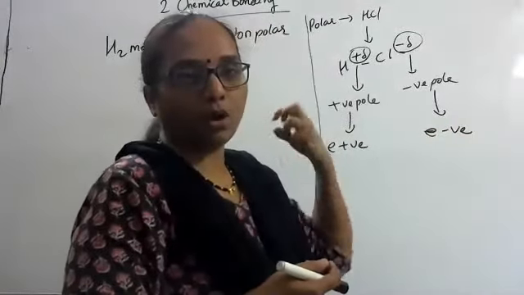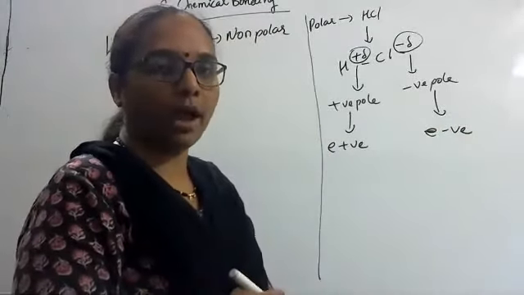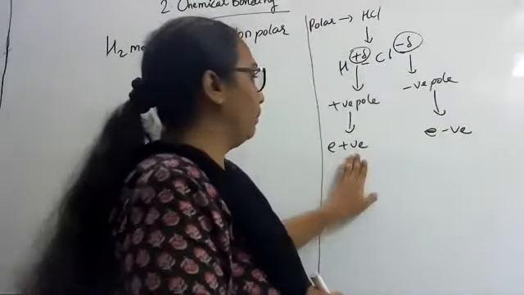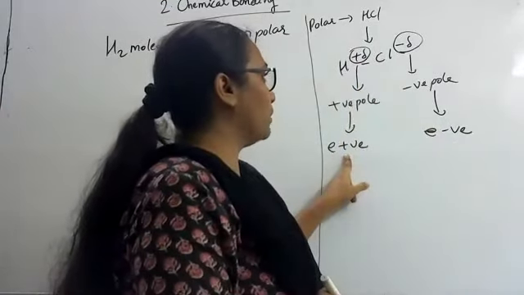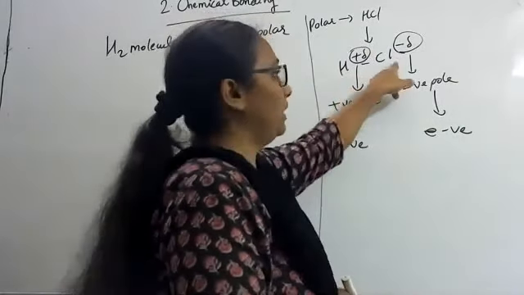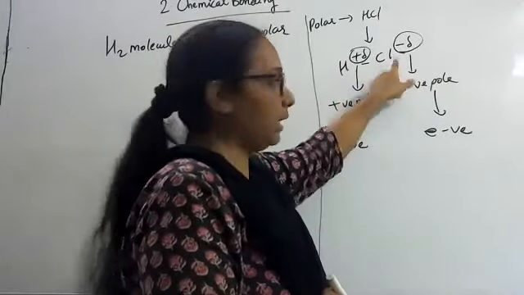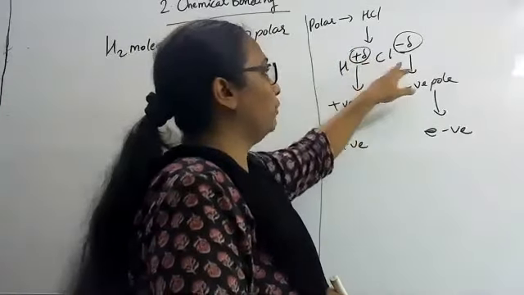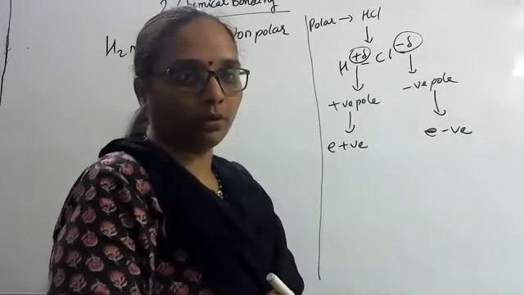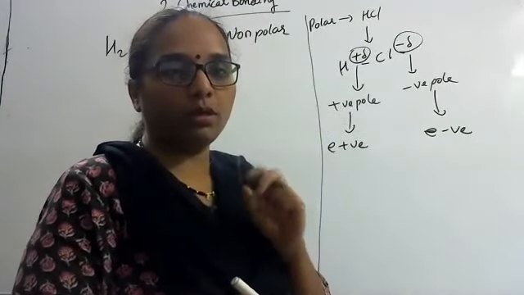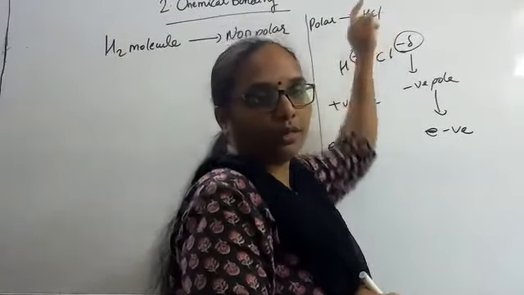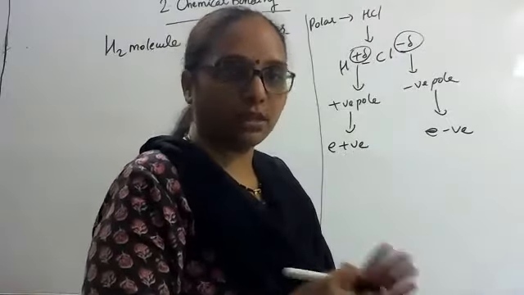It is going to attract all the electrons toward itself from hydrogen, whereas hydrogen donates its electron to chlorine. Therefore, it is electropositive. That is the reason why hydrogen has positive charge and chlorine has negative charge. So two poles are present, positive pole and negative pole. That is the reason why HCl is called a polar molecule. What is necessary for a polar molecule? The two atoms present in the given molecule should have different charges.